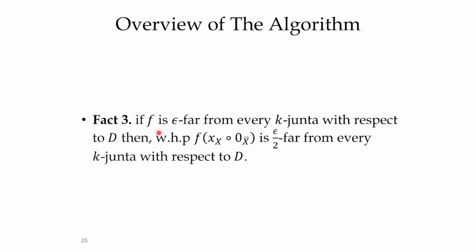Fact number 3. If f is epsilon far from every k-junta with respect to d, then with high probability the function f on x subscript capital X concatenation 0 subscript capital X bar is half epsilon far from every k-junta with respect to d.